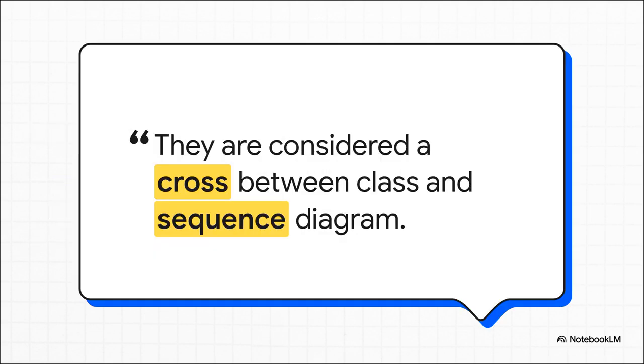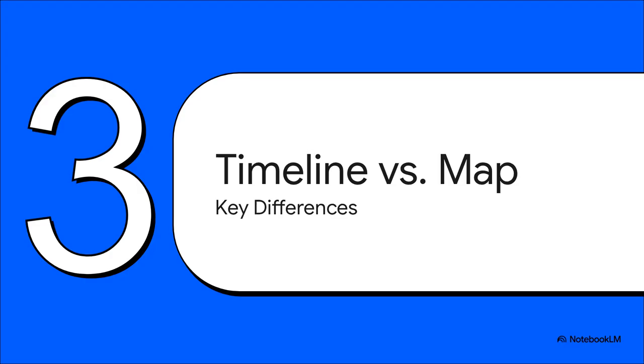And this quote just nails it, doesn't it? Collaboration diagrams really are a hybrid. They show you the static structure and the relationships between things, kind of like a class diagram, but they also show you the dynamic back and forth of messages over time, just like a sequence diagram. Best of both worlds.